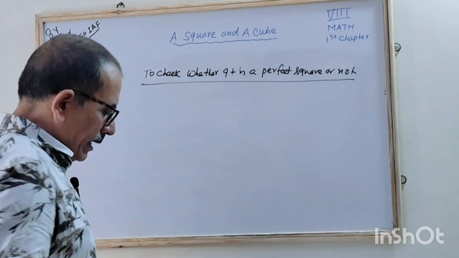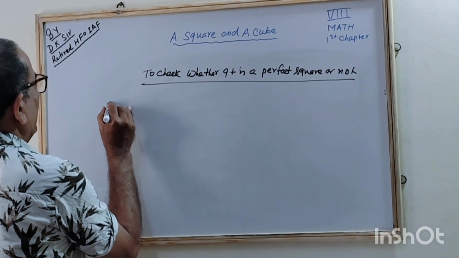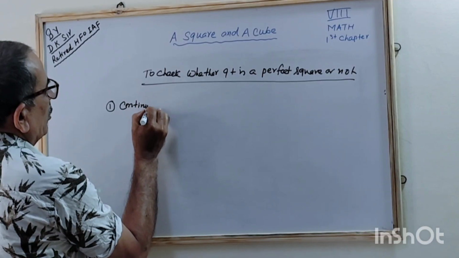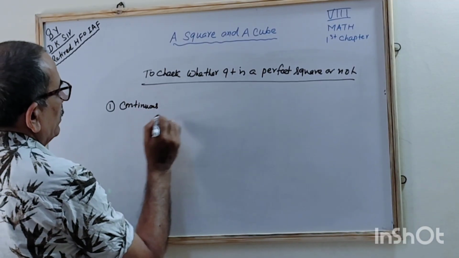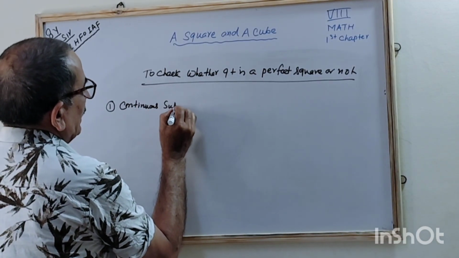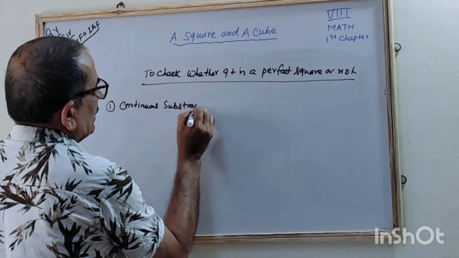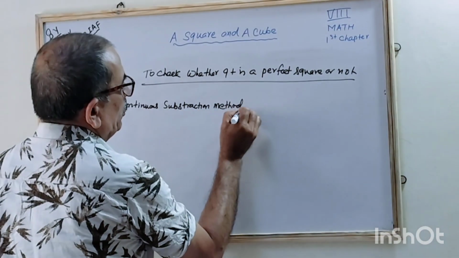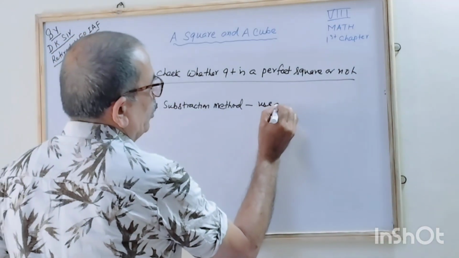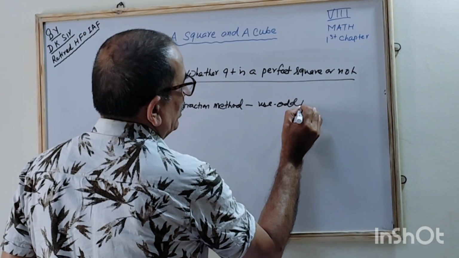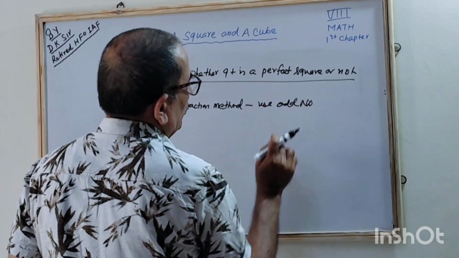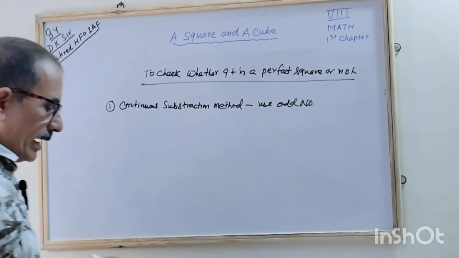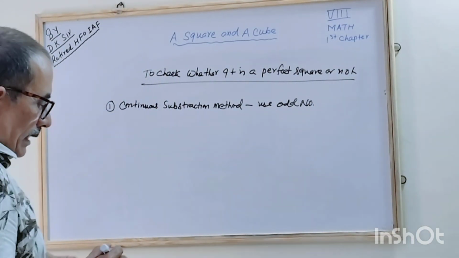The procedure we will learn is continuous, or continued, whatever you say, the continuous subtraction method, correct? In that also we are going to use odd numbers. You are going to use the odd numbers only. What will you do? You have to find out whether it is a perfect square or not.